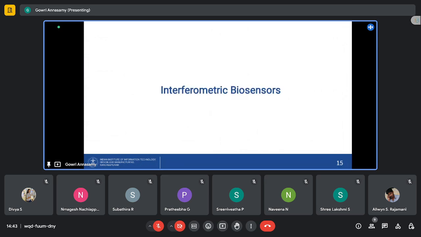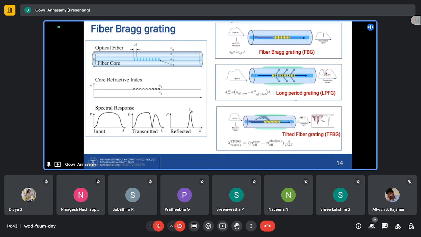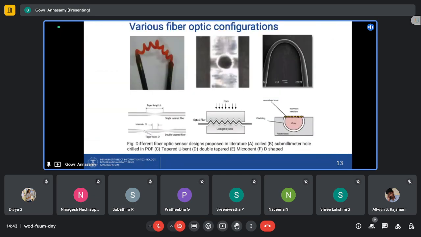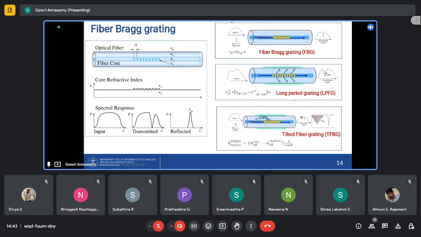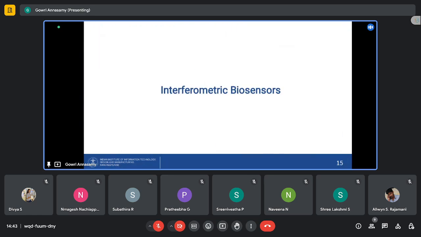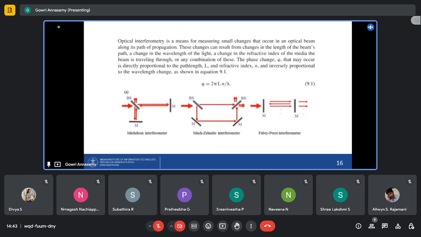So in case of fiber Bragg gratings, there will be changes in a particular wavelength we are interested in measuring, and in case of fiber optic differential geometry and evanescent wave, we are interested in measuring the intensity. So this is an intensity modulation technique, this is a wavelength modulation technique, and this is the phase modulation technique, where I am measuring a particular property of the light for measuring the biomolecules of interest.